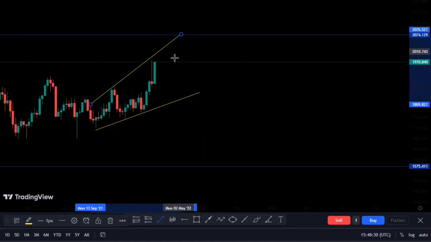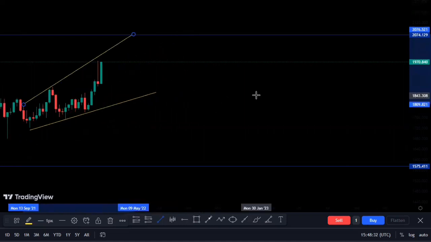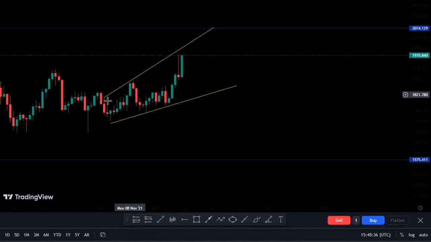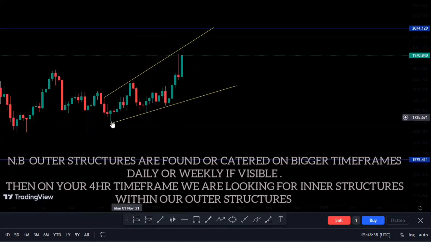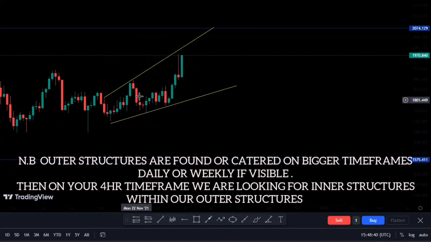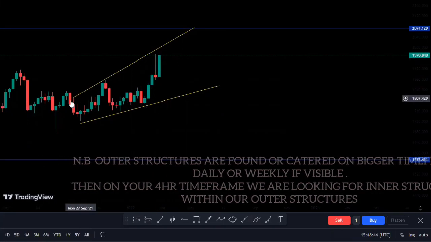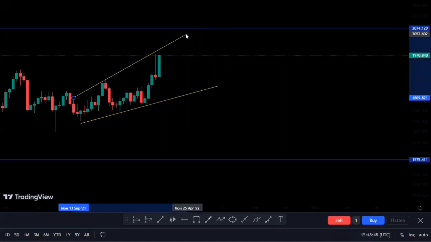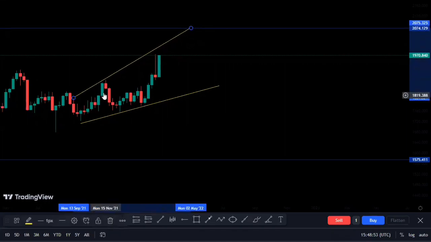Why am I saying so? Because, as you can see, the market managed to give us the parameters here, whereby it came twice to respect whatever structure it was giving us. So this was our outer structure. Hence, you can see the first and the second touch gives you the verification, it verifies to you that the structure is now valid. The second touch verifies the structure.